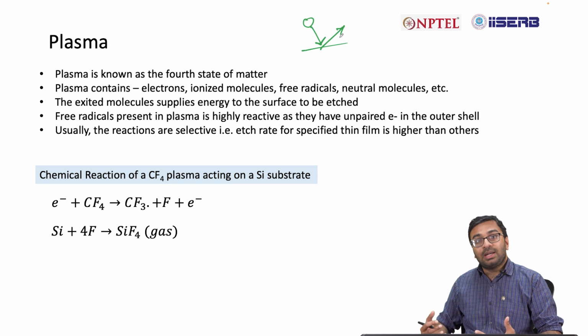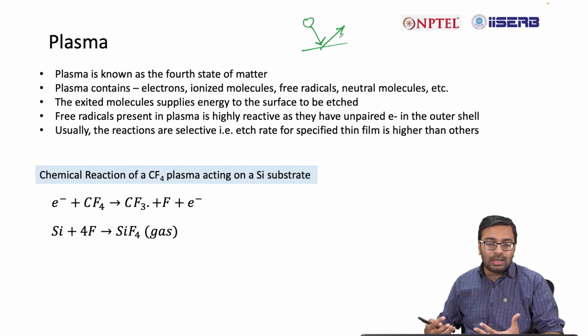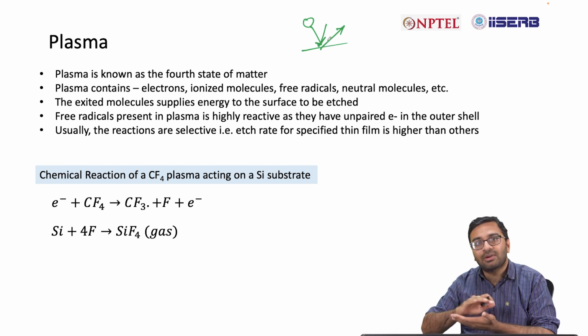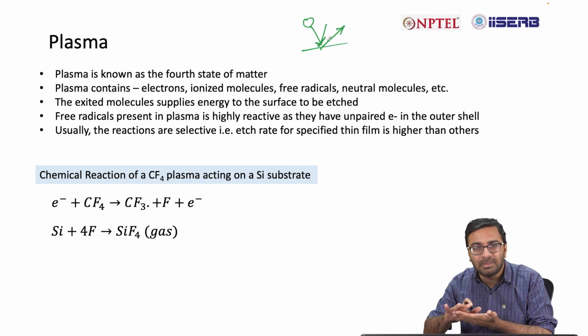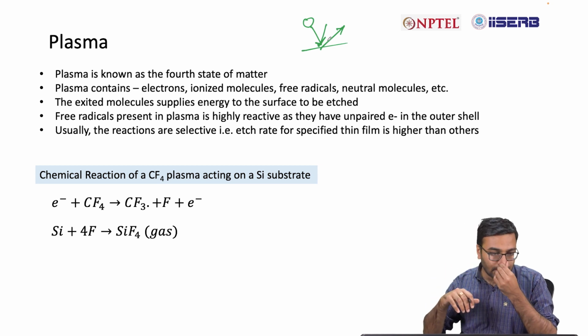Plasma also contains different types of radicals and different types of components that is reactive, highly reactive. So these reactive material also can come in contact with the surface and can react with the substrate material or the thin film material and can etch out that material by creating some certain sort of byproduct, right?